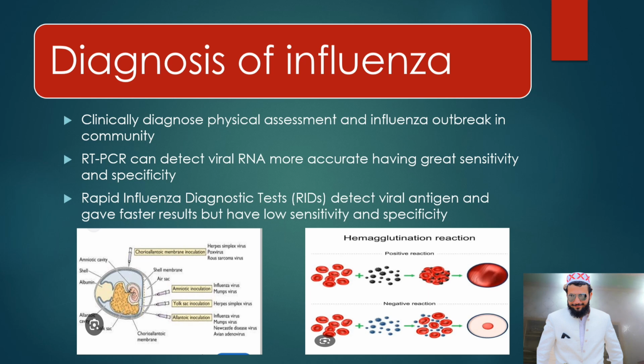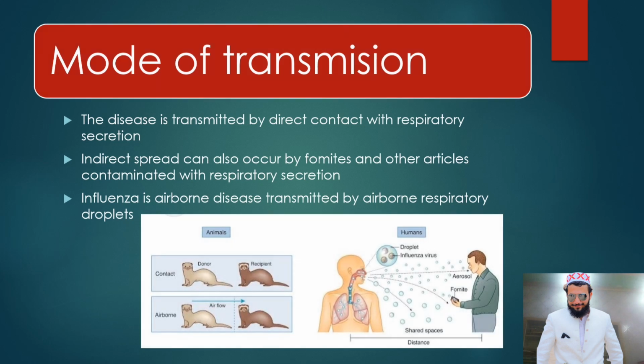How is influenza virus diagnosed? It is clinically diagnosed by physical assessment and influenza outbreak in the community. RT-PCR can detect viral RNA more accurately, with great sensitivity and specificity. Rapid influenza diagnostic tests detect viral antigen and give faster results but have low sensitivity and specificity. It is based on the hemagglutination reaction, in which hemagglutinin binds with the RBCs and forms a complex structure.